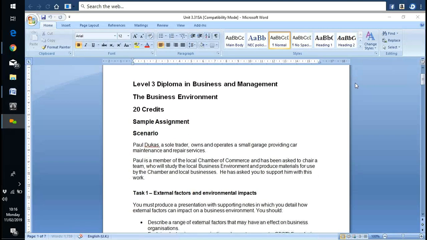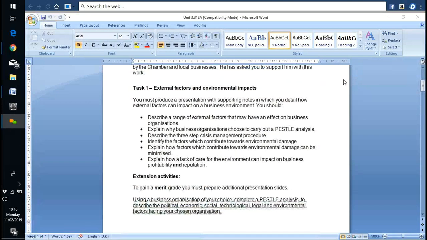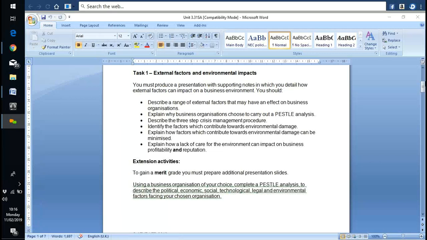Okay, if you remember from last week, we were looking at task 1. Task 1 asks you to produce your presentation on PowerPoint with supporting notes in which you detail how external factors can impact on the business environment. It's describing a range of external factors, explaining why business organisations choose to carry out a PESTLE analysis, describing the 3-step crisis management procedure, and identifying factors which contribute towards environmental damage. And then explain how factors contributing to environmental damage can be minimised, and how a lack of care of the environment can affect a business's profitability and reputation.